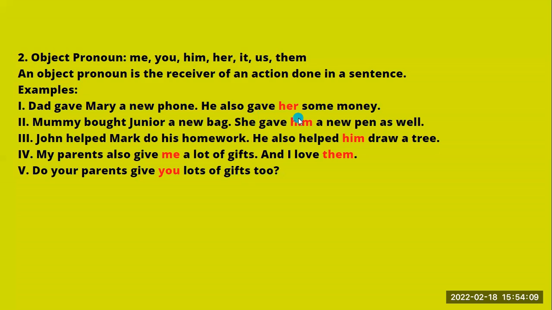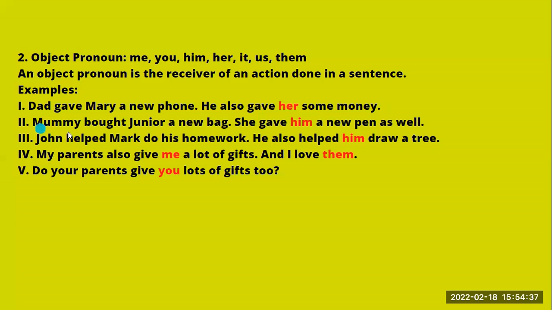He also gave her some money. So her is the object pronoun and is the receiver of some money. He gave her. He is the subject pronoun performing the action of giving. Her is the object pronoun doing the receiving, or receiving the action, if you like.